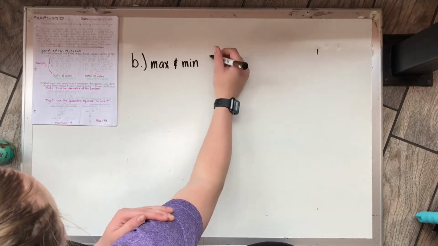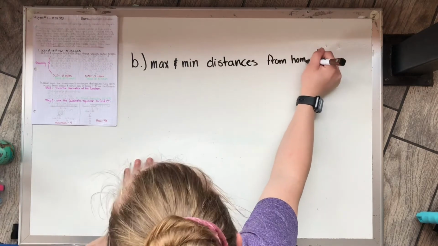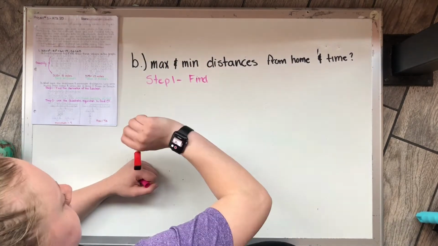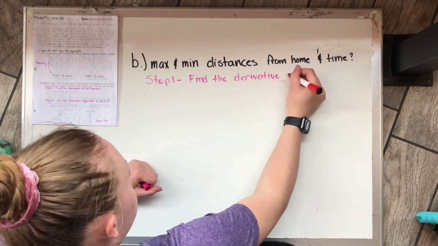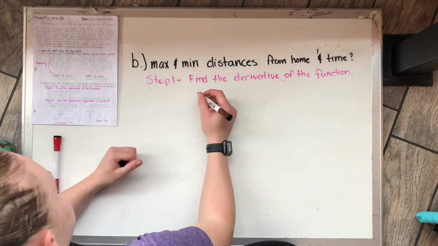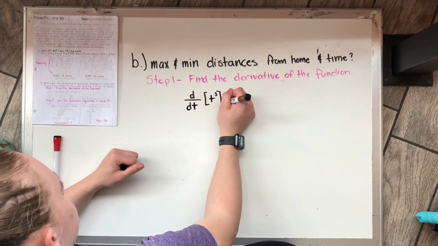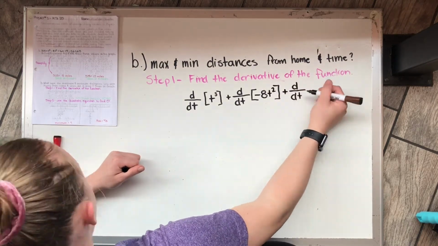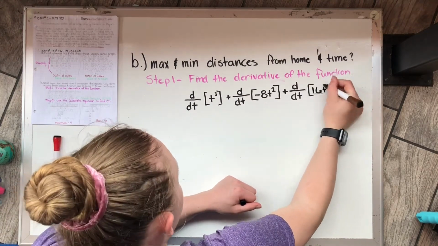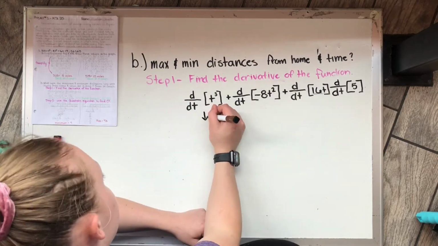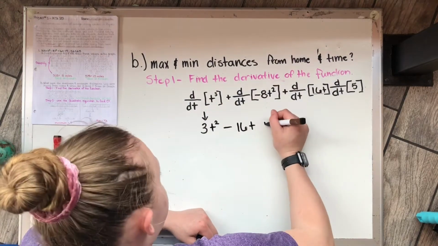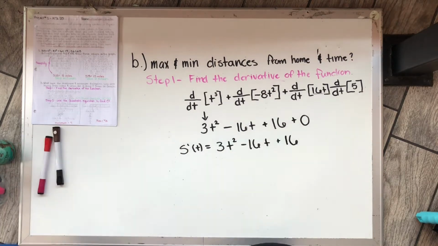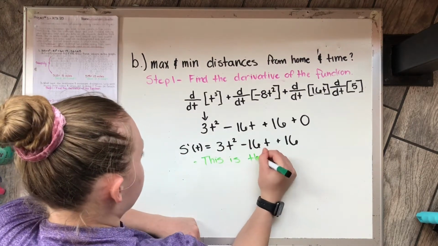Now we are going to move on to question B. What were the maximum and minimum distances you were away from home, and when did it occur? Again, I will show this on the graph at the very end. Step 1 is to find the derivative of the function. We will do the derivative of t^3 plus the derivative of negative 8t^2 plus the derivative of 16t, and last but not least, the derivative of 5. This will equal 3t^2 minus 16t plus 16 plus 0. And the derivative of the original equation is 3t^2 minus 16t plus 16. This is the first derivative of the original function.